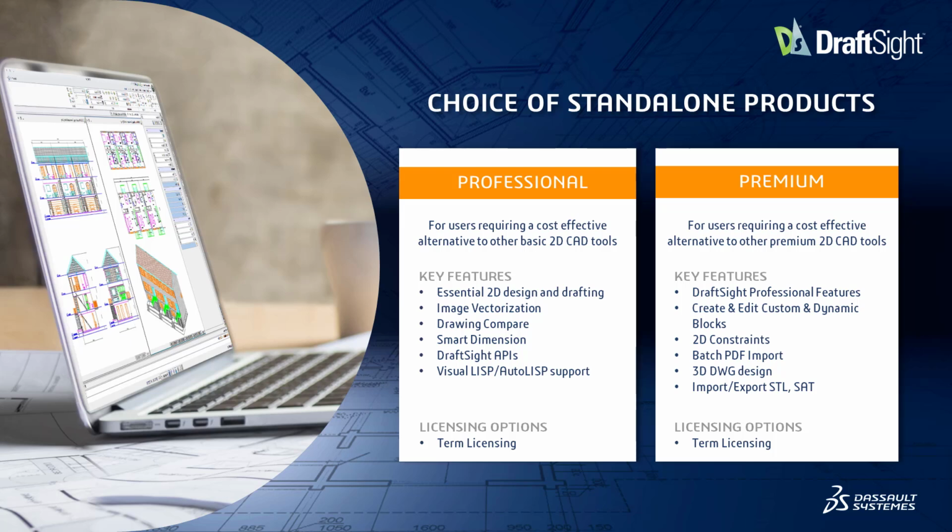And then moving to the right, we have DraftSight Premium, where you get all of the power that DraftSight has to offer. You get everything that comes with DraftSight Professional, as well as the ability to create and edit custom blocks, batch PDF import, 2D constraints, 3D modeling, and sheet set manager. And on the note of the custom blocks, you can import dynamic blocks from other 2D CAD options. They just have to be converted to the custom block, which is just a click of a button. So with Professional and Premium, these are our on-premise options.